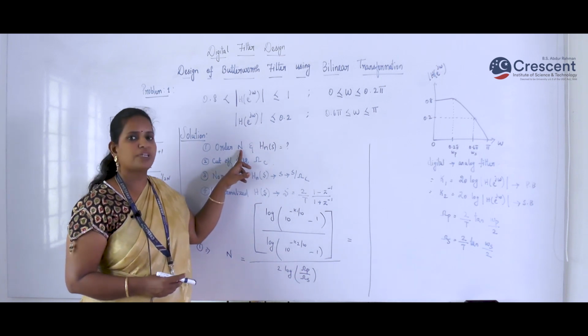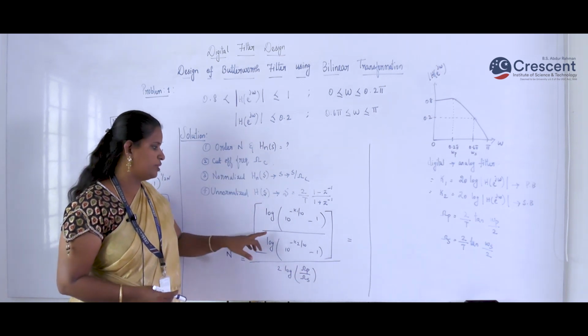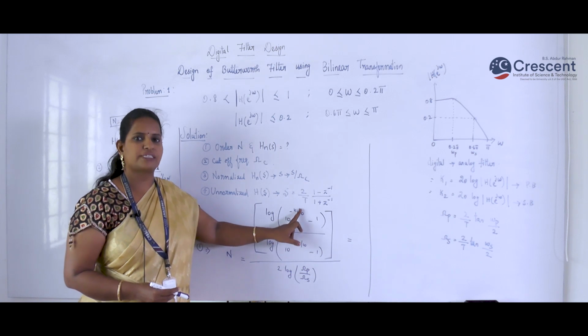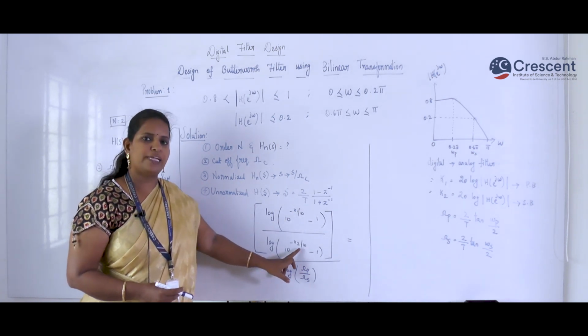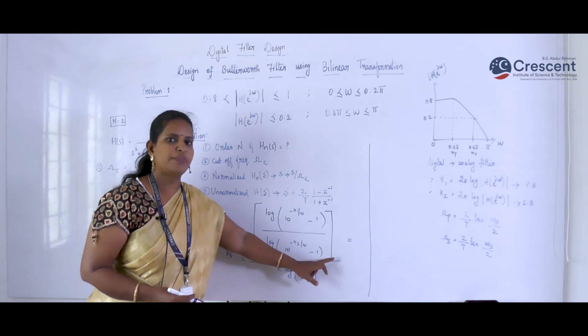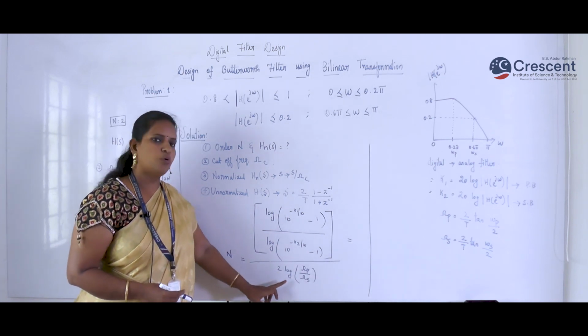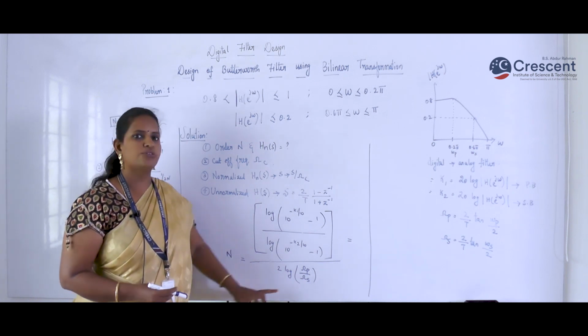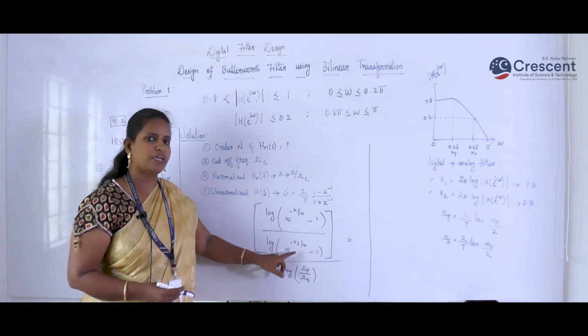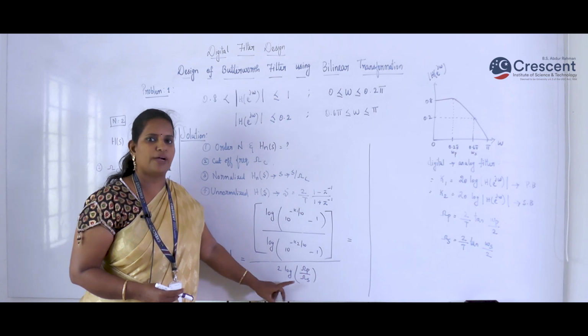First we'll see how to calculate this n. N is equal to log of (10 power minus k1 by 10, minus 1) divided by (10 power minus k2 by 10, minus 1), the entire division by 2 log of omega p by omega s. In order to calculate all those values, we should know what k1, k2, omega s and omega p are.